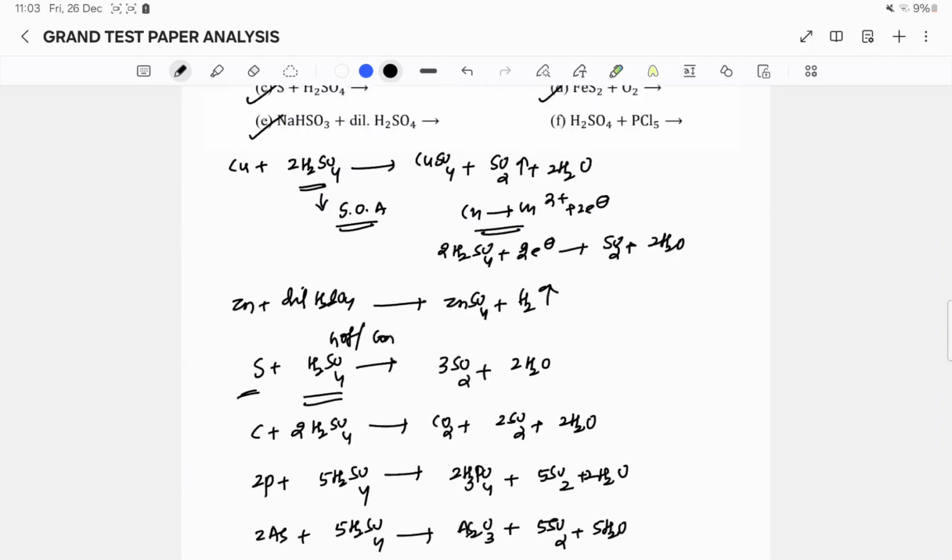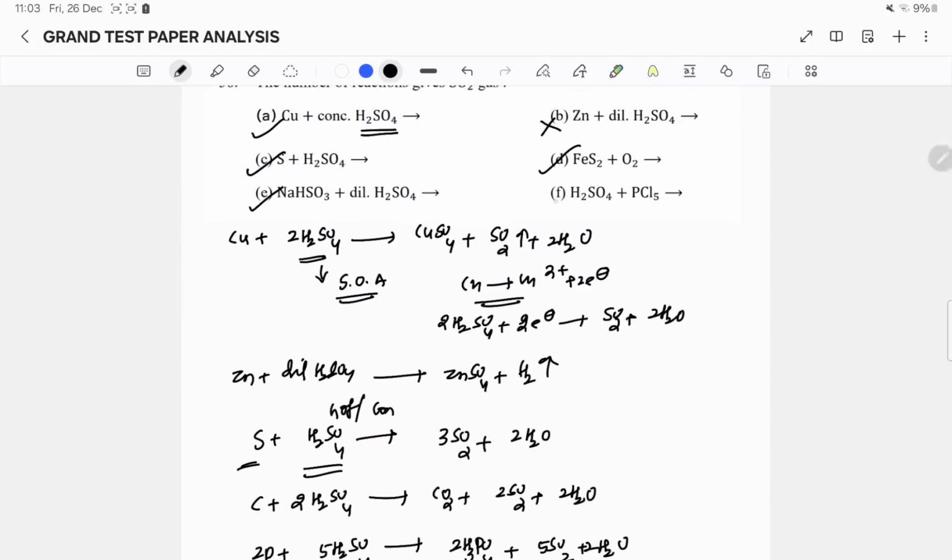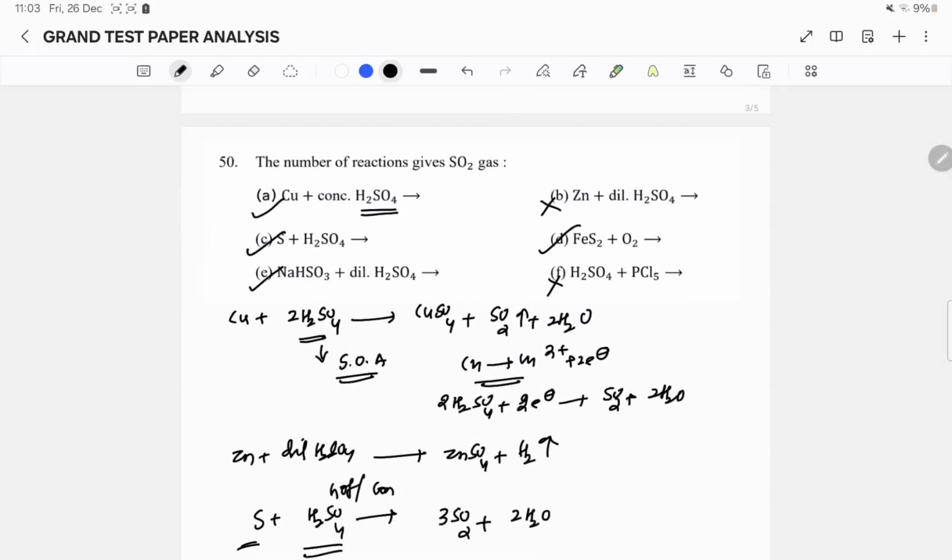So based on that, we will fix the answer. F we can eliminate, student. The possible answer for this question is option 3. No, sorry, student, the answer is option 4. 1, 2, 3, 4 is the right answer. Thank you, student.